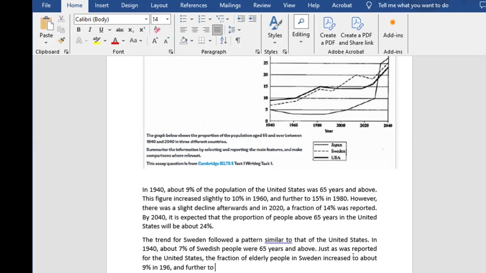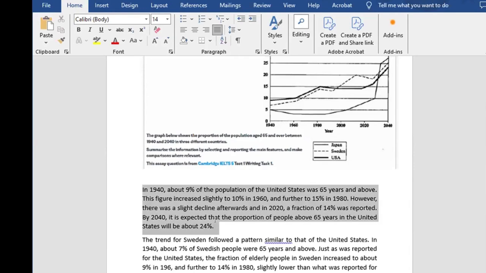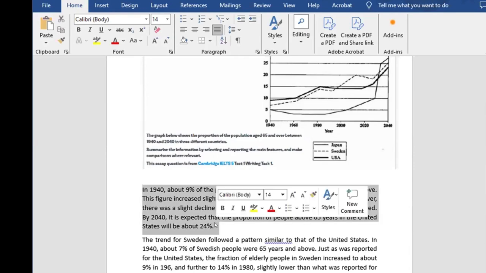To 14% in 1980, slightly lower than what was reported for the United States. Can you see the way I'm comparing already? Do you notice I did not talk about Sweden in the first paragraph? Don't bother. Talk about one country. Finish it.